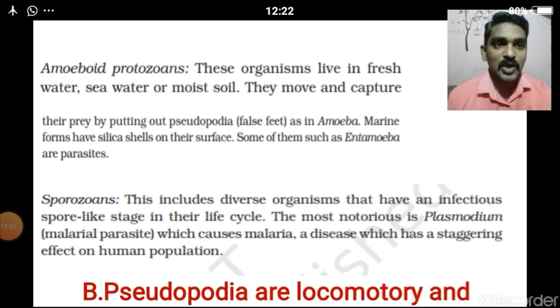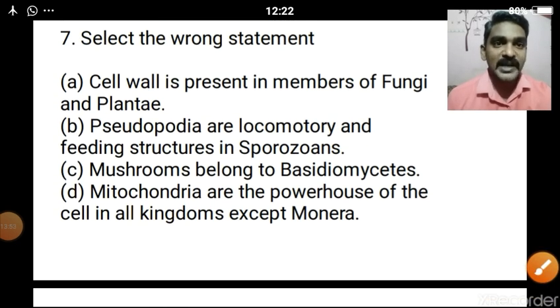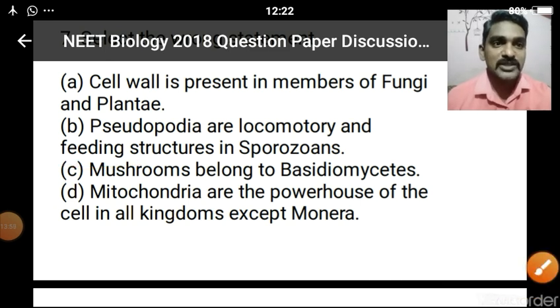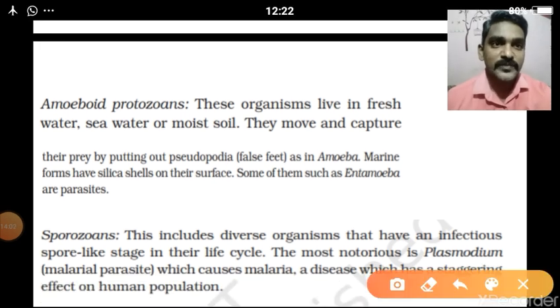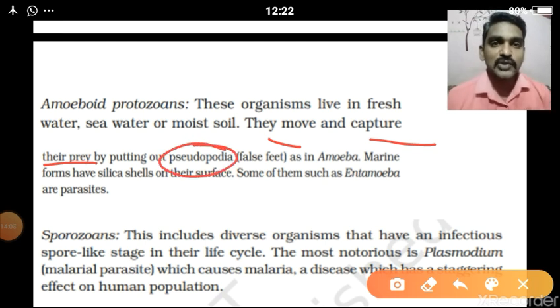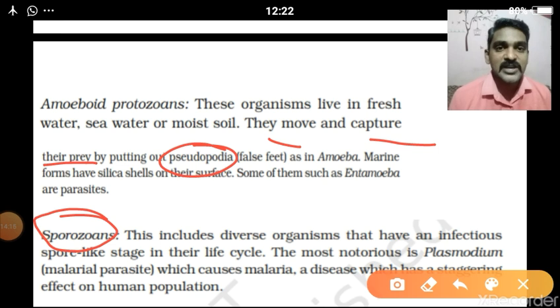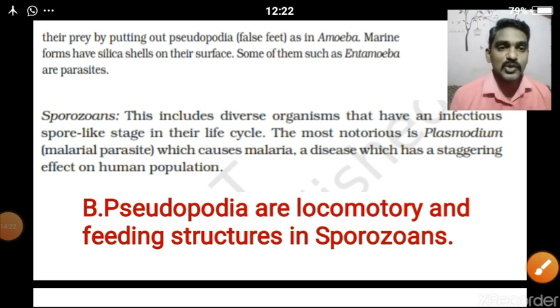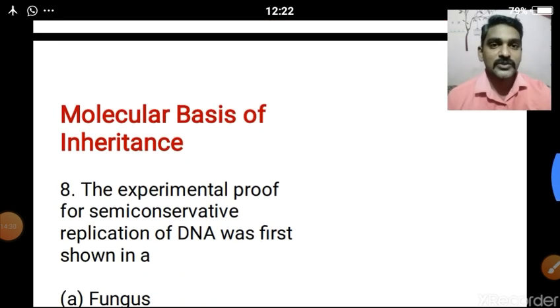If you go back to the option, locomotory and feeding, they have given, right? Locomotory means movement, feeding means food. You can see here also what they have given: movement means locomotory, capturing their prey means food. They will be using pseudopodia. So the right option is amoeboid protozoans, whereas they have given sporozoans. Sporozoans don't have pseudopodia, so that is the wrong option. Here you have to mark pseudopodia as locomotory and feeding structures in sporozoans. That is the wrong option actually. Suppose if they had given amoeboid protozoans, that would be right, whereas they gave sporozoans, so it is the wrong option. So we go to the next question.